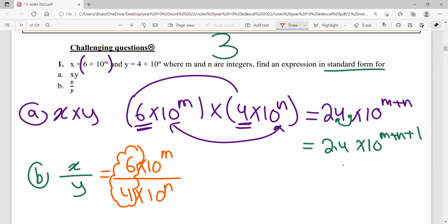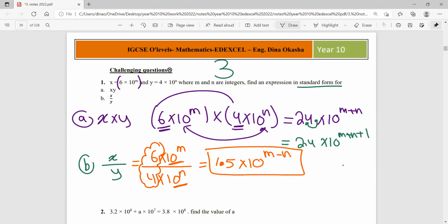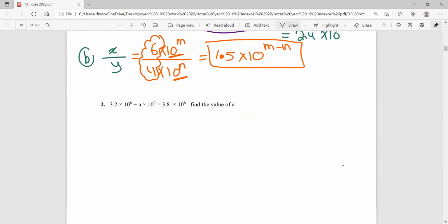On the calculator, 6 divided by 4 is 1.5. And then work on the 10 part alone. Since we are dividing same base, I have the right to subtract the powers. Why will I leave it this way this time? Because the point here is already after the first significant fig. That's question number 1. Moving on to question number 2.